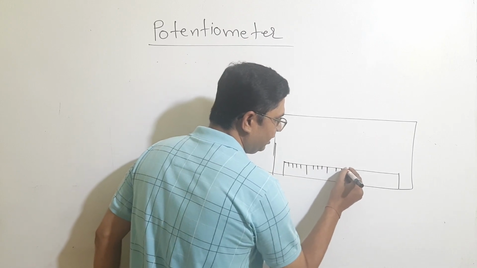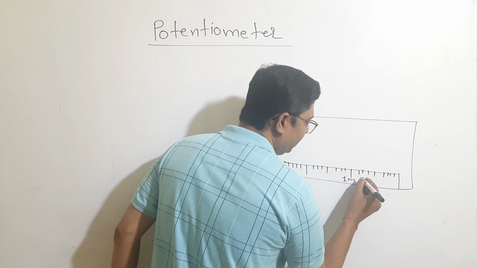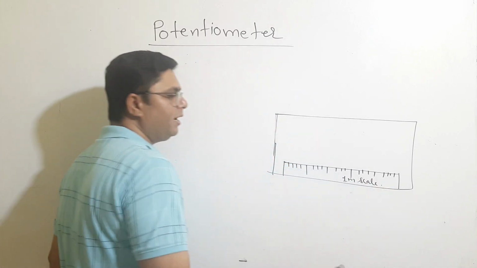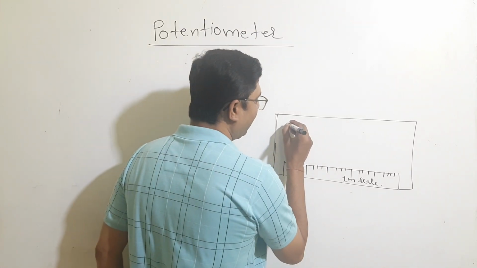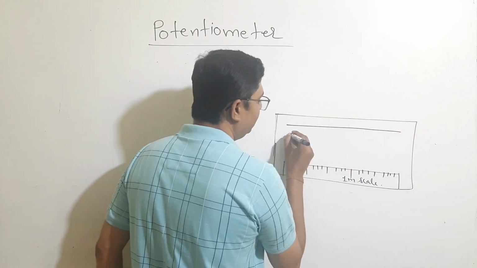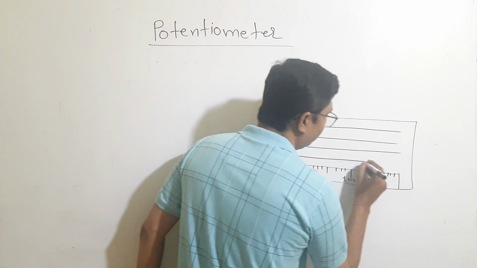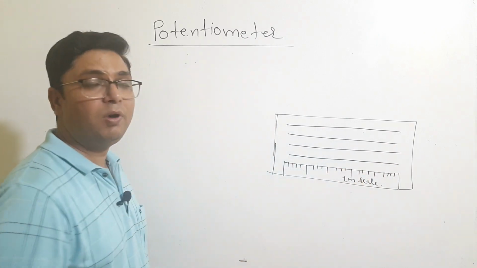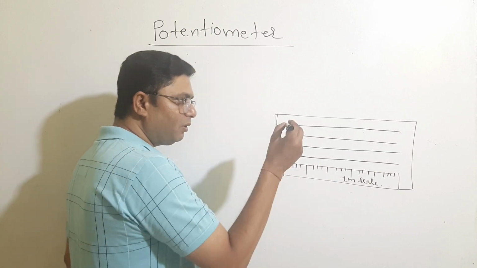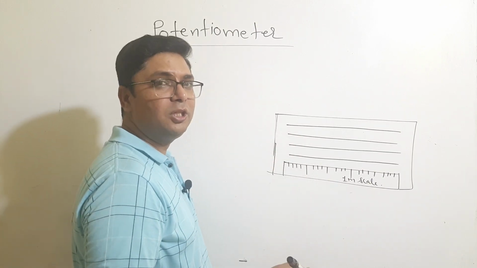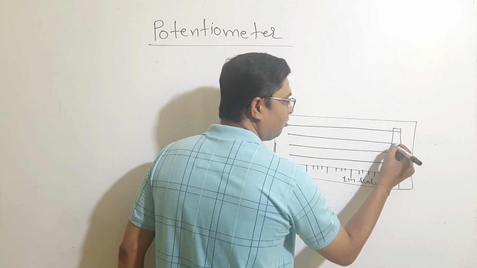We are taking a number of 1 meter wires kept parallel, one over another. This is 1, 2, 3, this is 4. Here we are taking four 1 meter wires made up of manganese, and these wires are connected with thick copper strips.